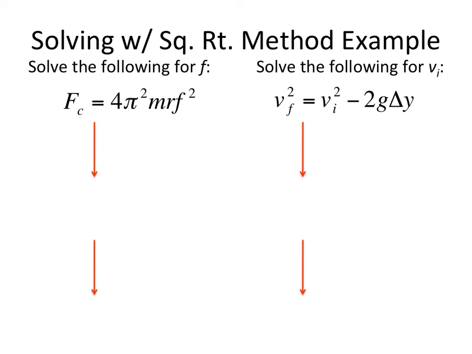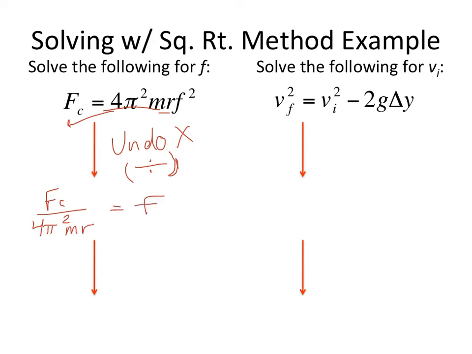Okay, so let's look at some other kinds of equations that we can undo to solve for a variable that we don't know. Let's say in this first one we want to solve for f, the lowercase f, and get everything else away from it. We've got all this mess multiplied to it, so what do we do to undo the multiplication? We divide, right? We take all this stuff and divide, so it comes across the equal sign and down below the f sub c. So f sub c divided by 4 pi squared times m times r equals lowercase f squared.